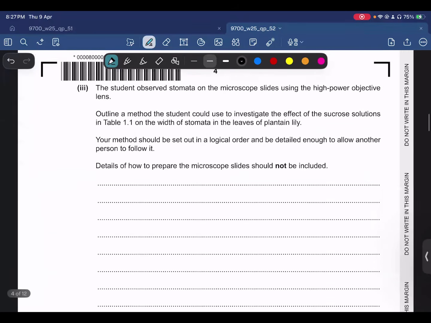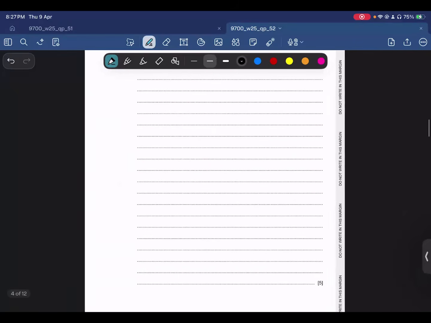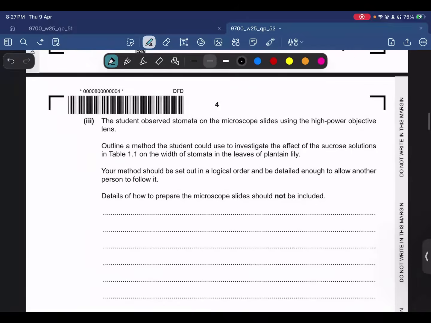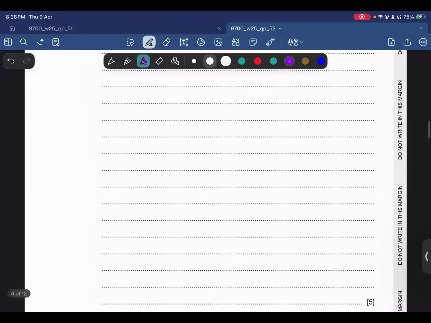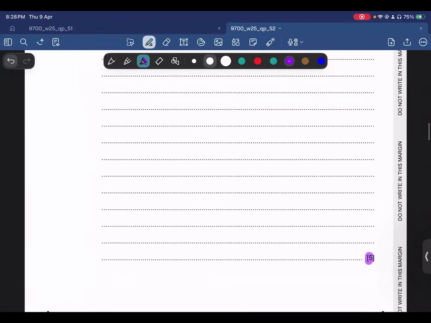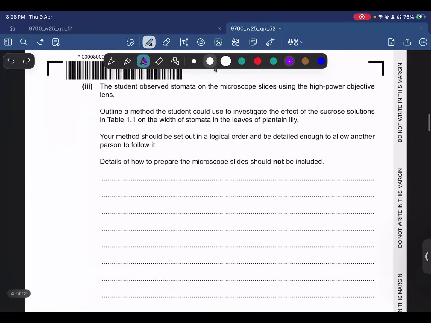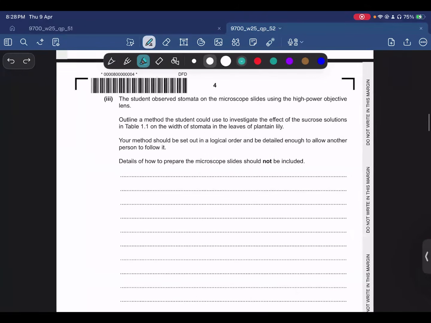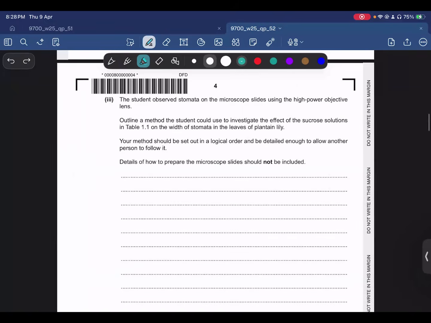Absolutely right. Okay, now we've come to the big question, the 5 mark question. Now this paper, I'm surprised it has just 5 marks for the main question. Normally this is 7, 8, 9 marks, but it's a bit small, which probably tells us that this paper is going to be a little long.